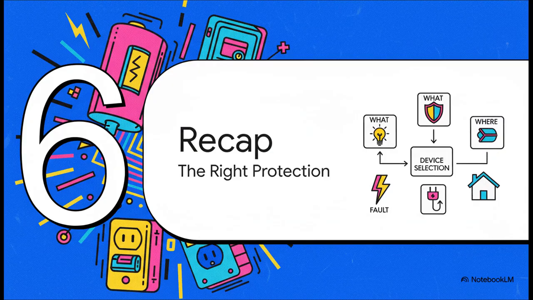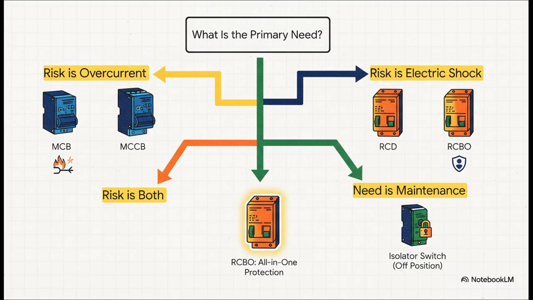All right, let's bring it all home. We've covered the what, the why, and the where. Now, let's put it all together in a simple framework to make sure we're choosing the right device for the right fault every single time. Think of this as your decision-making cheat sheet. Is the main risk an overcurrent that could damage your cables? You need a fuse, MCB or MCCB.